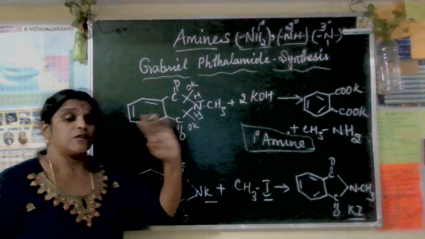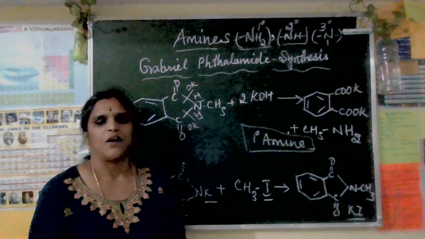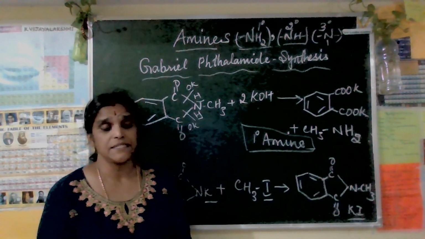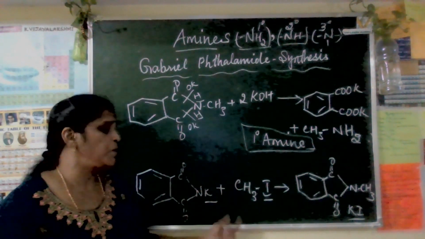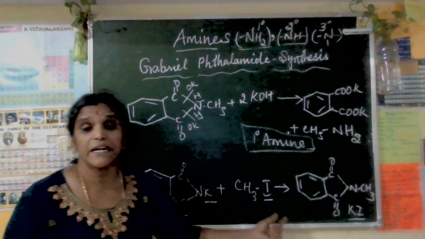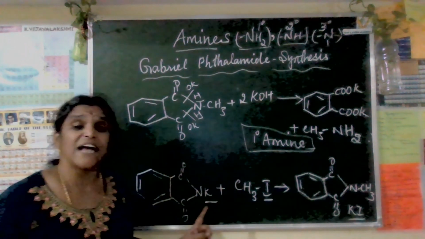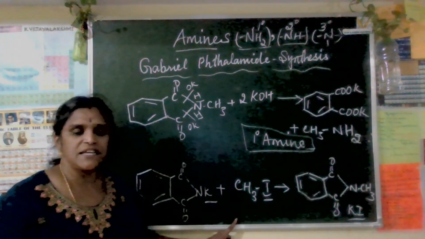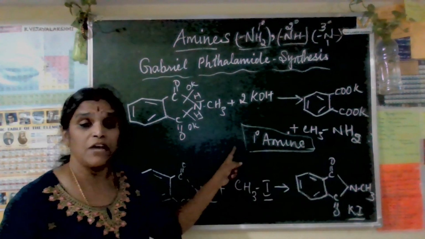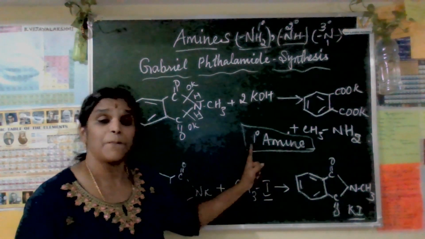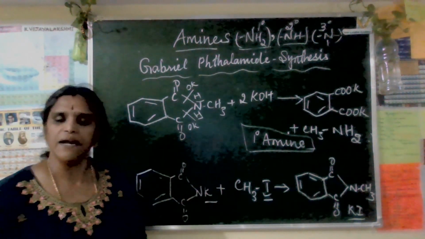Now, the reason why it cannot go for aromatic primary amine. The reason is aryl halide: due to the partial double bond, the carbon connected with the halogen will not react with potassium phthalamide. So that is the reason we cannot get aromatic amine; only aliphatic primary amine can be prepared from Gabriel phthalamide synthesis.